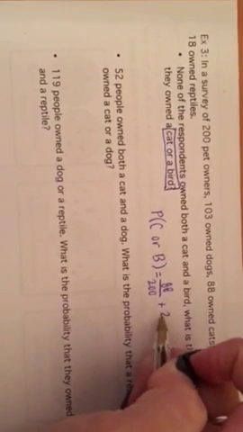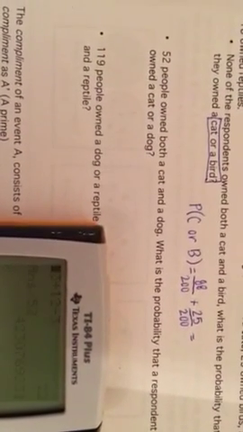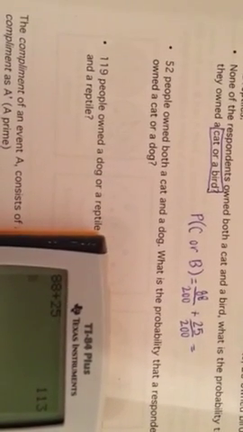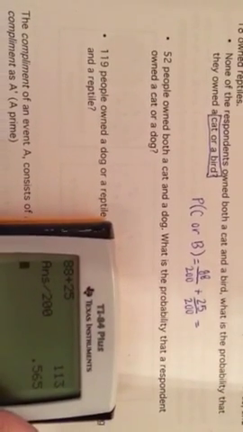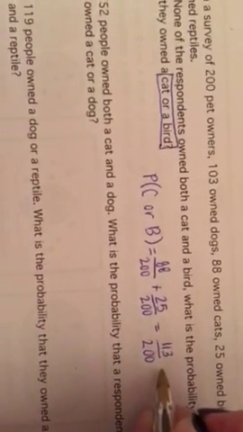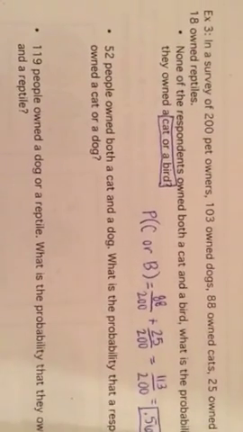Then I want B, birds. It tells me up here 25 people own birds. So I'm going to add the probability of owning a bird, which is 25 out of the 200 people surveyed. I'm going to go to my calculator and add my 88 plus 25 and divide by the total, which is 200. So I get about 0.565. That gave me 113 over 200, which is about 0.565. So about a 57% chance.